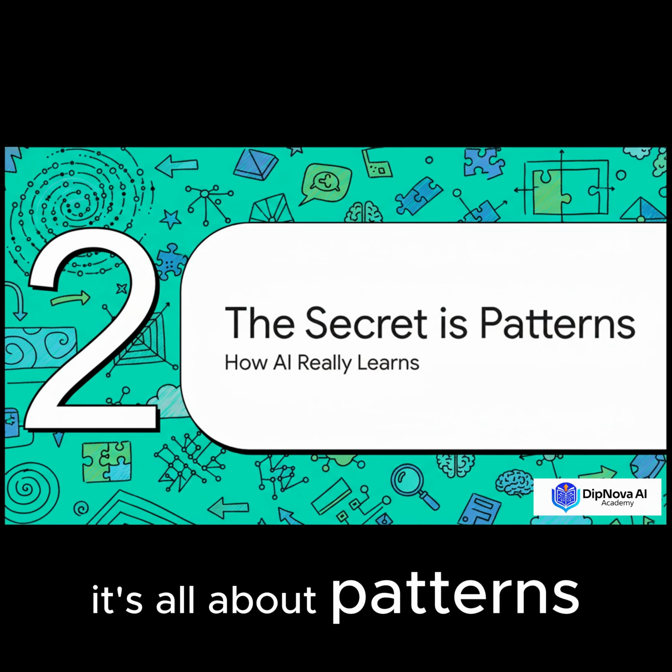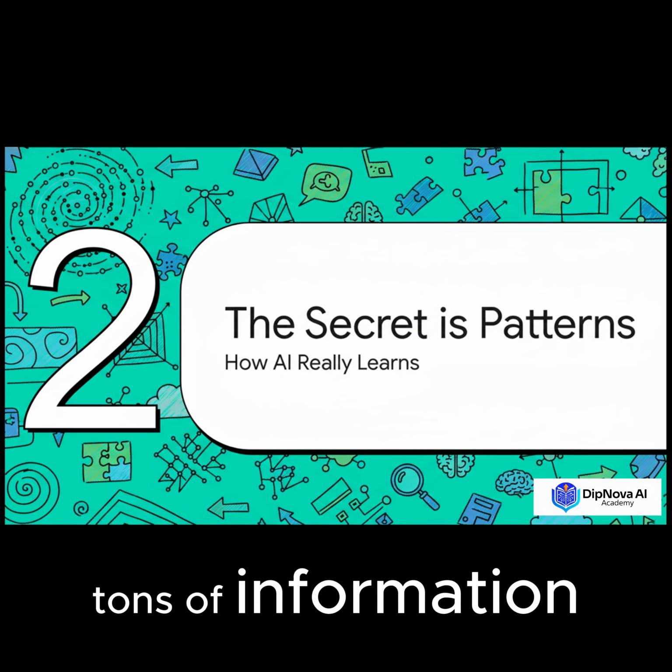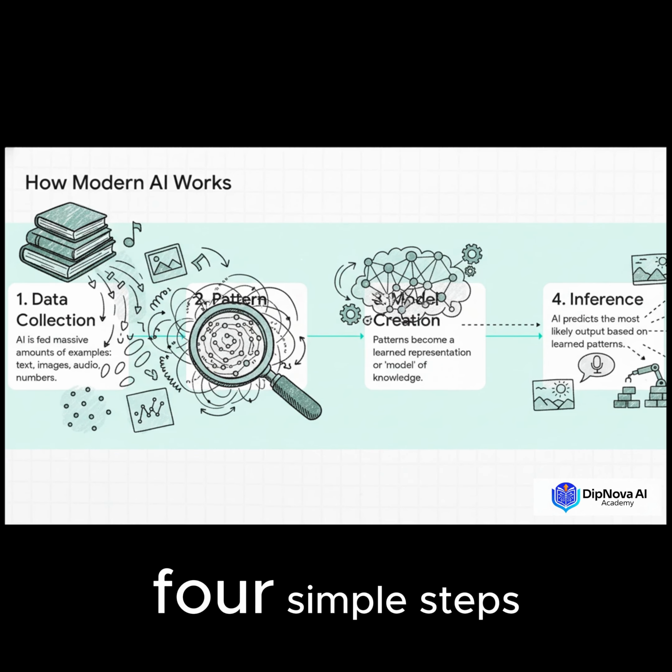It's all about patterns. See, old-school software had to follow a strict set of rules written by a human. If this, then that. But AI is different. It kind of learns like we do, just by observing tons of information and finding the hidden connections. The whole process really boils down to 4 simple steps.